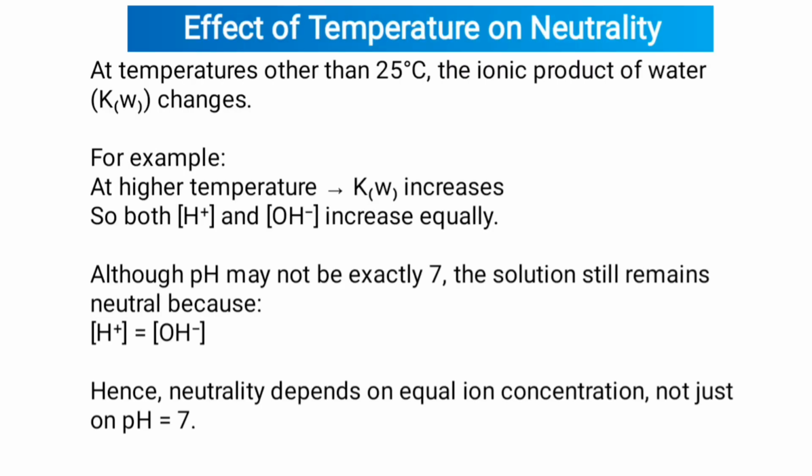Effect of temperature on neutrality. My dear student, at temperatures other than 25 degrees centigrade, the ionic product of water, meaning water dissociation constant, changes. For example, at higher temperature, Kw increases, so both the concentration of H+ ion and the concentration of OH- ion increase equally. Although pH may not be exactly 7, the solution still remains neutral because the concentration of H+ ion is equal to the concentration of OH- ion. Hence, neutrality depends on equal ion concentration, not just on pH being equal to 7.